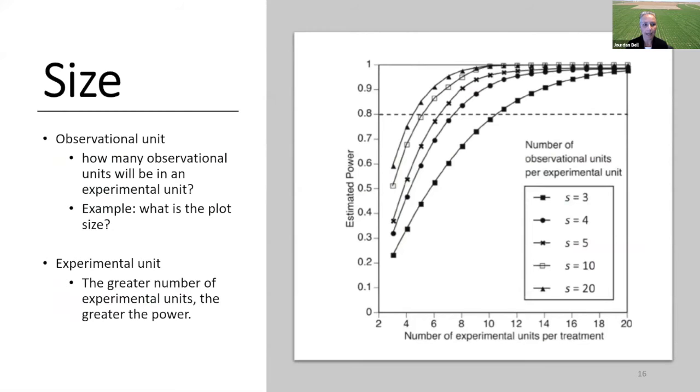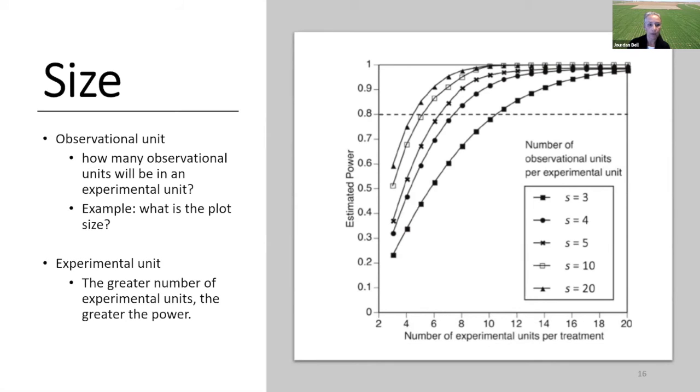So also size, and the observational unit. How many observational units will be in an experimental unit? And so that really does become, what is the plot size? For example, if we are looking at crop yield and we only have 10 plants in an experimental unit, well, that's not going to really provide us a very good representation of the yield across an entire field. So we do want to make sure that we have a very representative experimental unit.